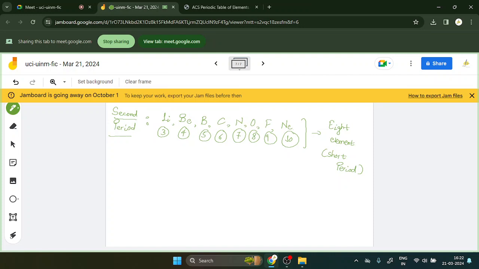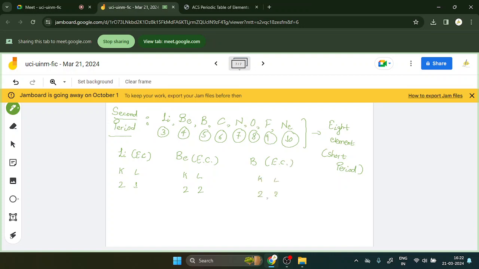Just write the electronic configuration of lithium. So lithium electronic configuration will be how much? Atomic number 3. So K L: 2 and 1. Then the number of electrons will increase every time. So for beryllium it will be 2 2. For beryllium it will be 2 2, right? For boron it will be 2 3.